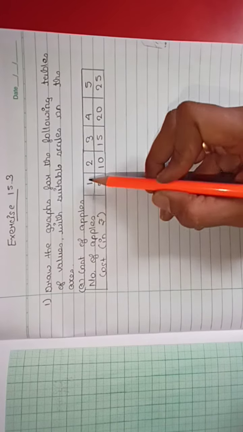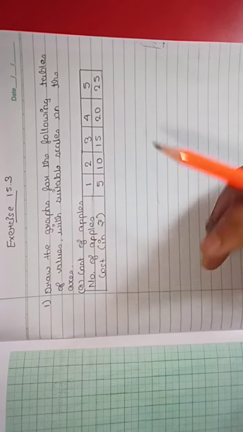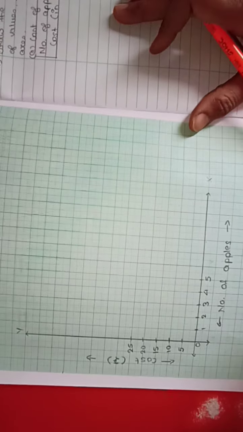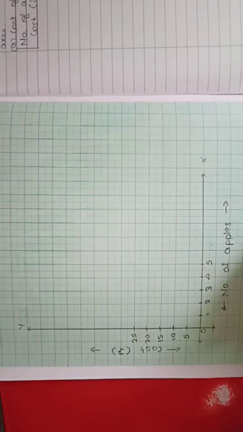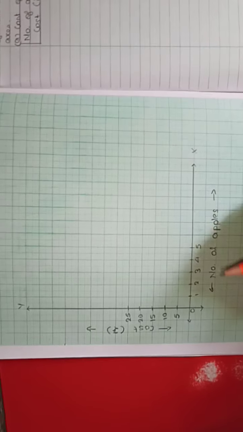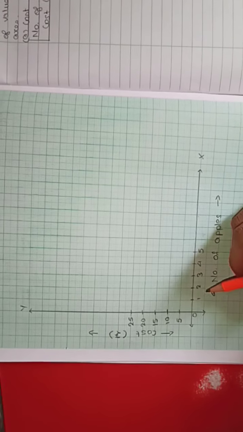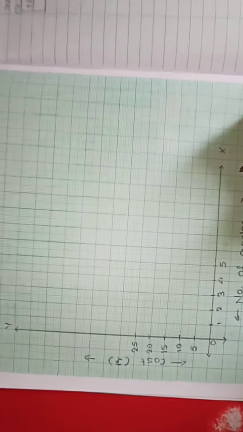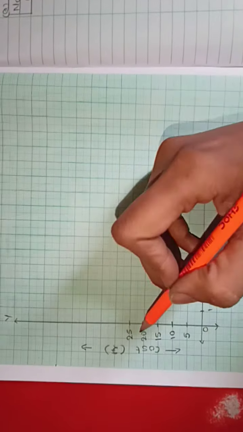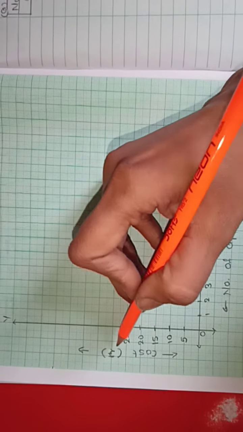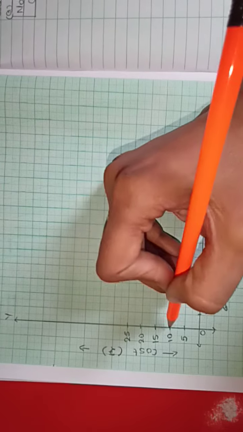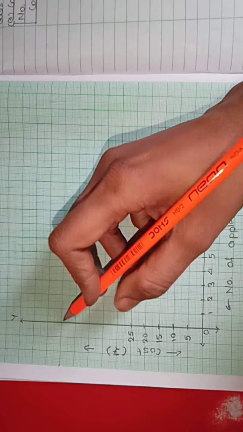So number of apples is given to us, and cost. Here is the graph; we will draw it like this. Number of apples is the count of apples, and we will draw it on the x-axis. And the cost, which is in rupees, we will draw on the y-axis.